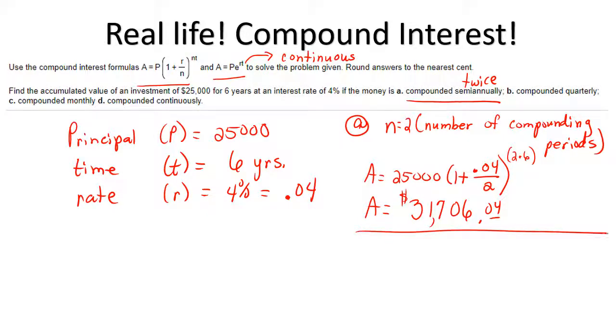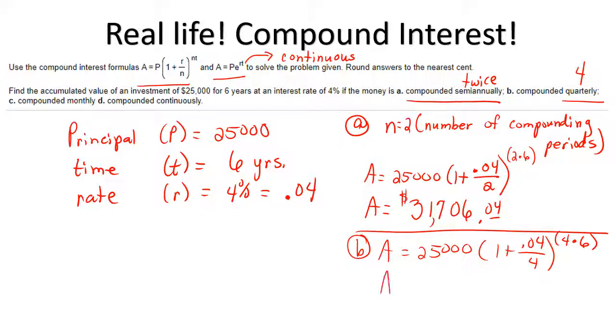Now part B is very similar, except it is compounded quarterly. Quarterly means 4 times each year. So when you set up the formula, the only thing that changes would be the number of compounding periods. So instead of 0.04 divided by 2, it's divided by 4. And instead of 2 times 6, this would be 4 times 6, which would be quarterly times the year. You can pause this video and type it into your calculator to see what you get for the accumulated amount.